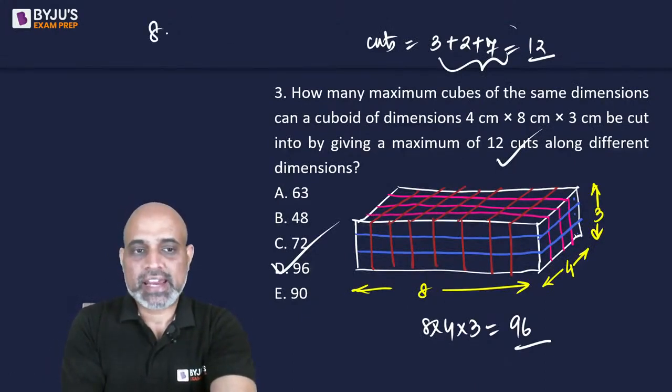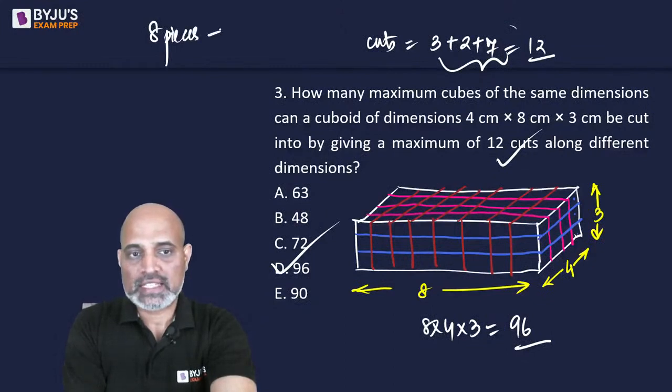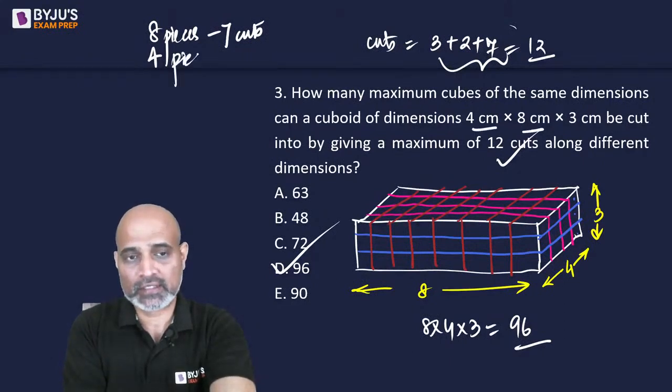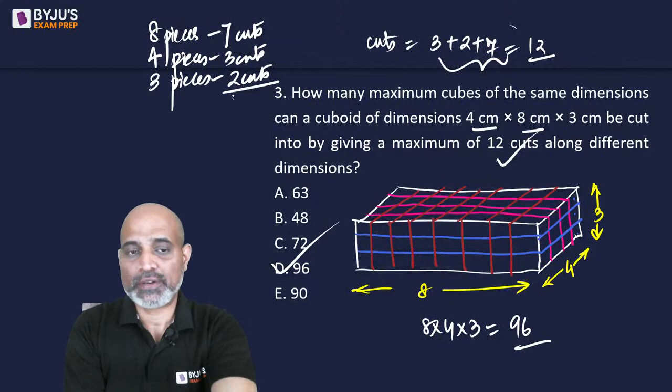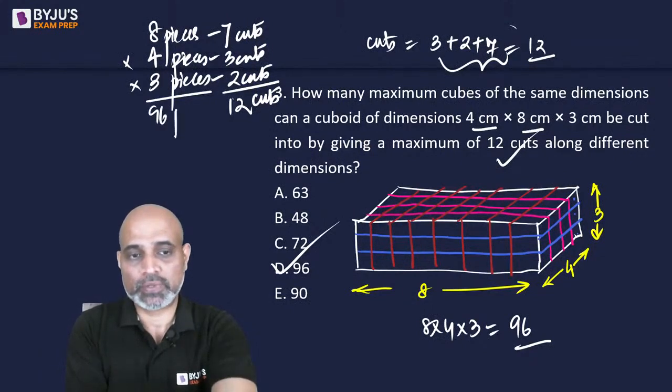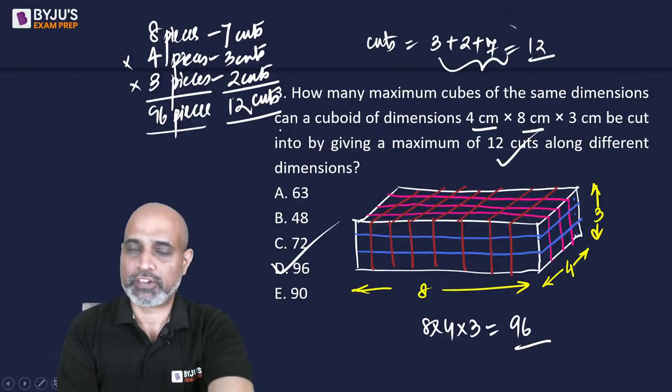देखो, 8 pieces के लिए you need 7 cuts, 4 pieces के लिए you need 3 cuts, and 3 pieces के लिए you need 2 cuts. Total cuts is 7 plus 3 plus 2, 12, and total pieces is 8 into 4 into 3, which is 96 pieces.